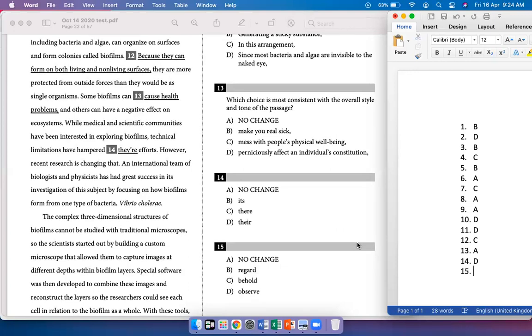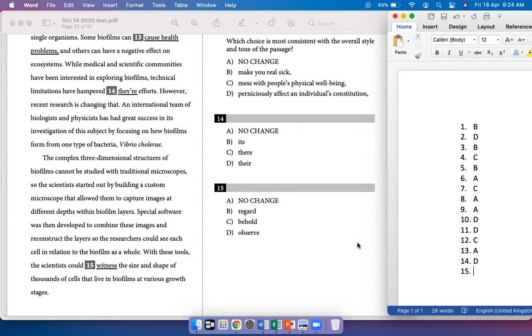An international team of biologists and physicists has had great success in its investigation of the subject by focusing on how biofilms form from one type of bacteria, Vibrio cholerae. The complex three-dimensional structure of biofilms cannot be studied with traditional microscopes. So the scientists started out by building a custom microscope that allowed them to capture images at different depths within biofilm layers. Special software was then developed to combine these images and reconstruct the layers so the researchers could see each cell in relation to the biofilm as a whole.